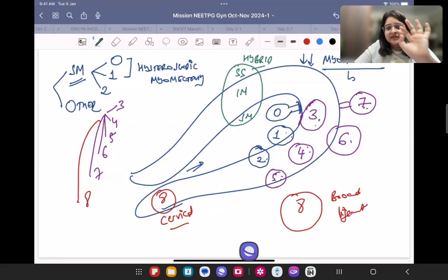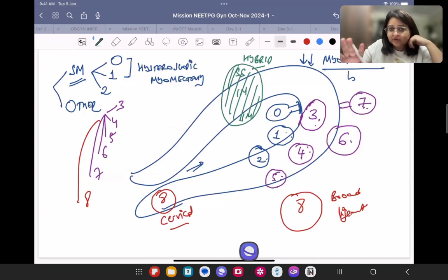Just start from inside and go outside, and you have the different types of fibroids, 0 to 7. Type 8 is unusual, and hybrid is one which has all the components. It's a huge fibroid encompassing from subserous to submucous. All three components are there in a hybrid fibroid. Okay, so this is what you should know.